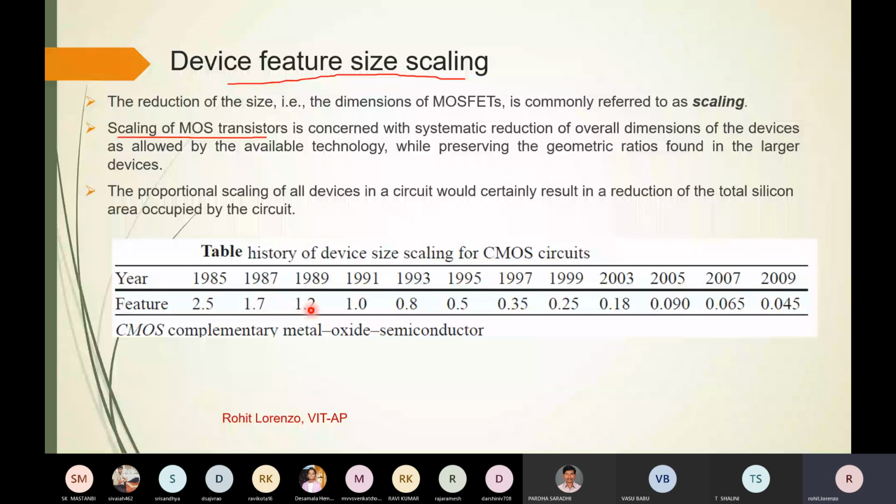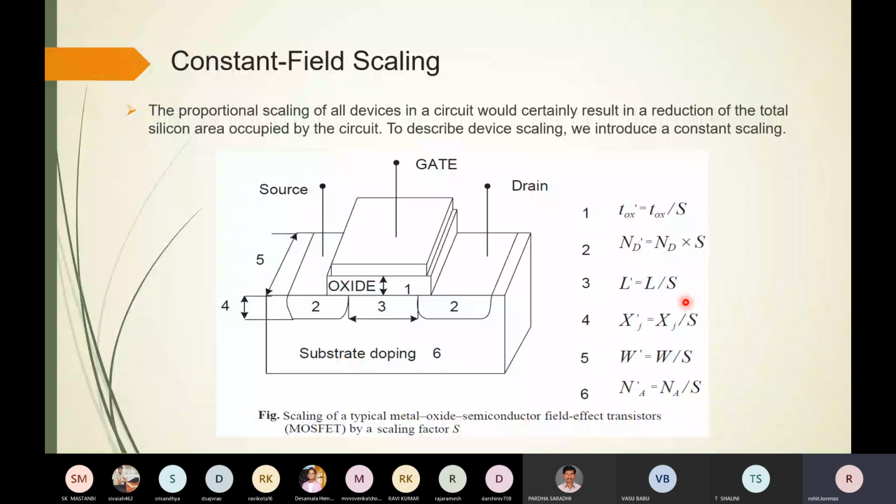If the device dimension is scaled down, automatically we need to scale down other parameters. What are the other parameters? You can see this is a MOSFET structure with gate, source, and drain. The first parameter is the oxide thickness. Based on the technology, we scale down TOX by S, where S is defined as the scaling factor. It depends upon what type of technology you use, 45 nanometer, 32 nanometer. The scaling factor is set according to the technology.